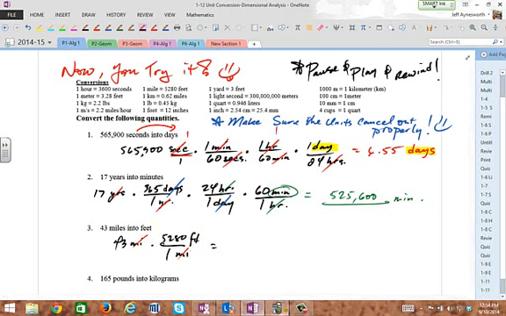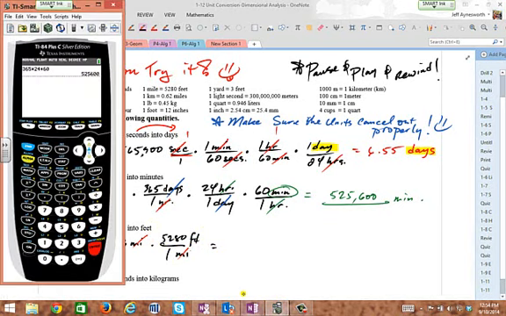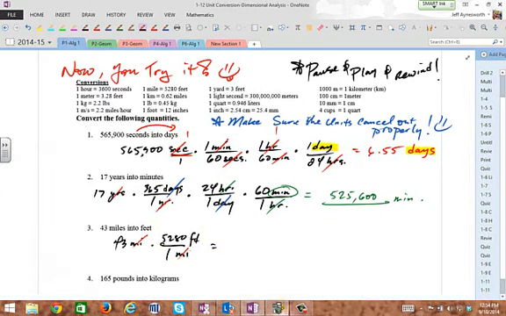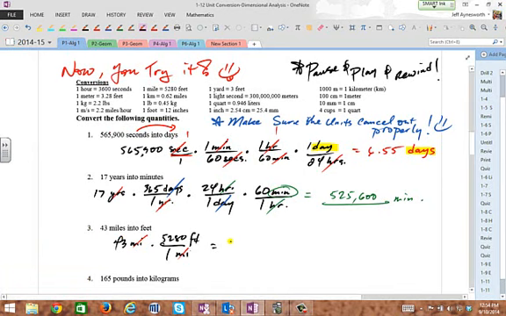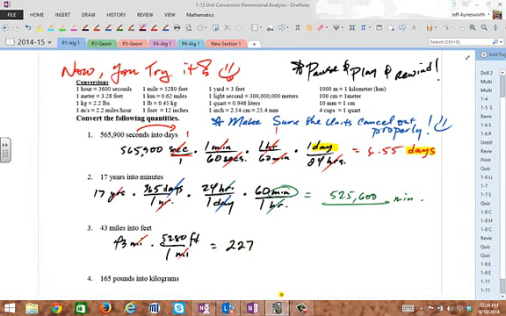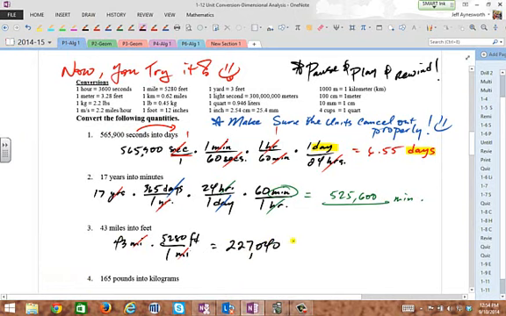And then get your calculator out. Now clear, 43 times 5,280 gives you 227,040 feet. That's how many feet there are in 43 miles, okay?